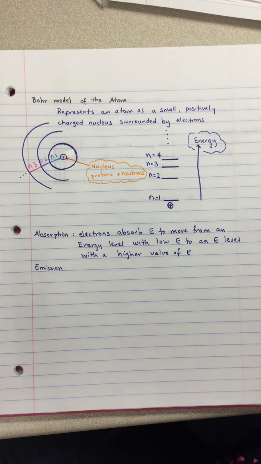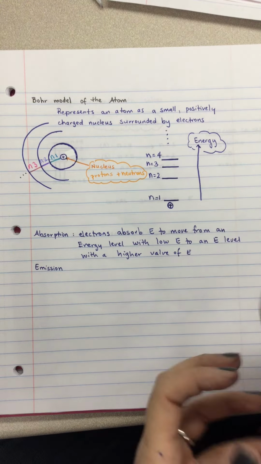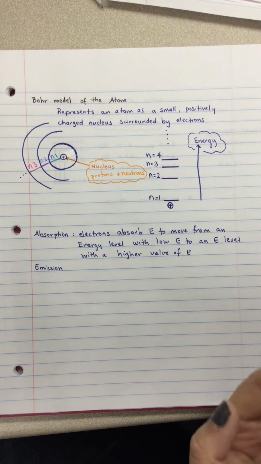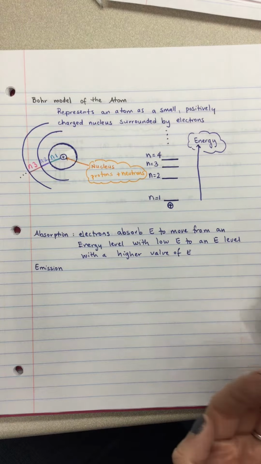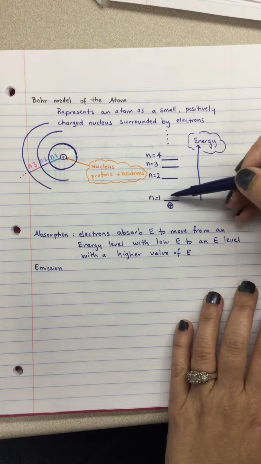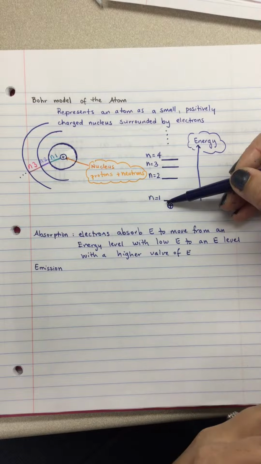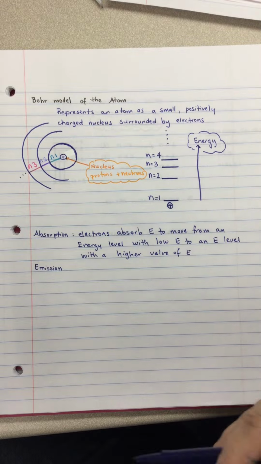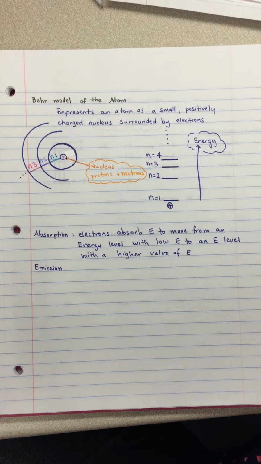So absorption means that your electron is in an energy level with a low numerical value of energy, and it will require energy to jump up to an energy level with a higher numerical value. So for example, a transition of an electron in the first energy level that moves from the first one to the third one. Okay, so going up, it requires energy, so it will have to absorb energy to jump up.